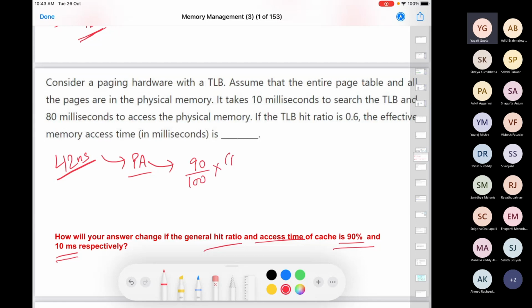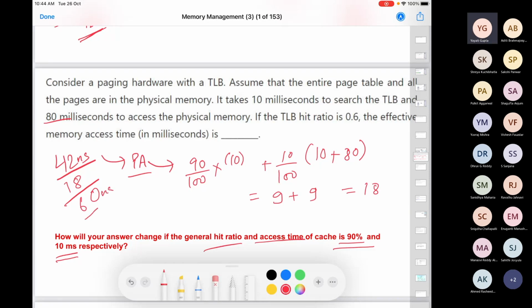So for 90% of the times you find it in the cache, which is 10. For the remaining 10% of the time you access the cache, you do not find it. You look in the memory, which takes you 80 milliseconds. So how much is this? 9 plus 9, right? 18. So now this is 42 plus 18, 60 nanoseconds.